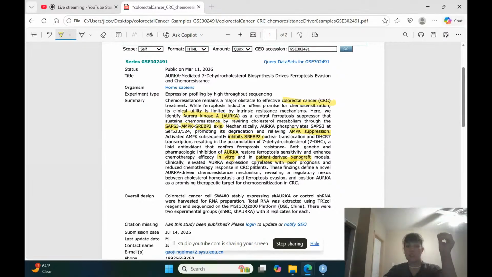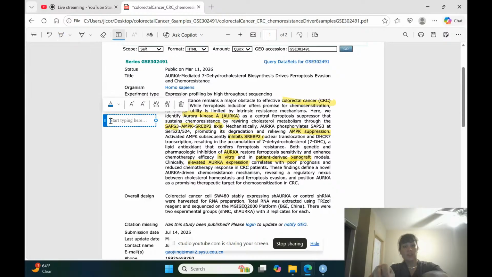Clinically, elevated AURKA expression correlates with poor prognosis and reduced chemotherapy response in colorectal cancer patients. So if there's elevated AURKA expression, it's a poor prognosis for chemo in colorectal patients. So AURKA is bad. We're just going to go ahead and type that: AURKA is bad for CRC, colorectal cancer treatment.